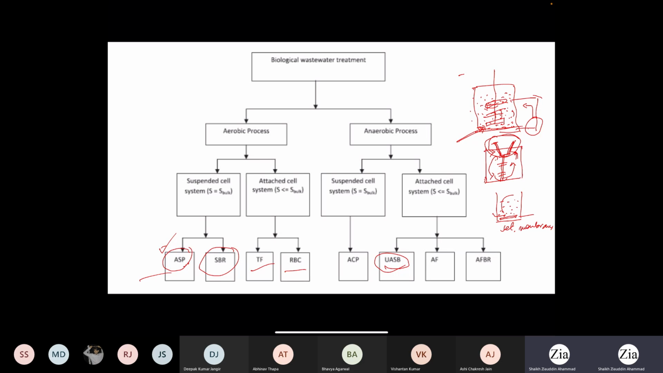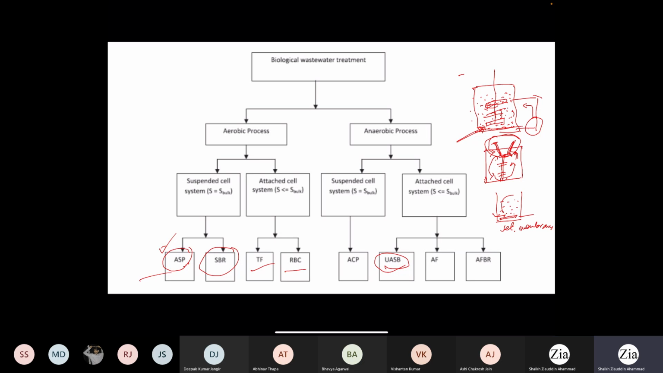And recirculation is possible if you have a centrifugal pump. You just put a centrifugal pump outside the reactor, it will collect the liquid and put it back into the system. Now, in an aerobic system, all these options are possible. Surface agitation is possible only with an aerobic system.